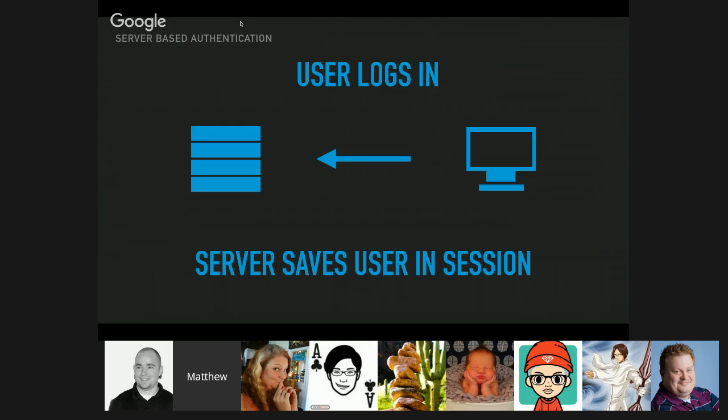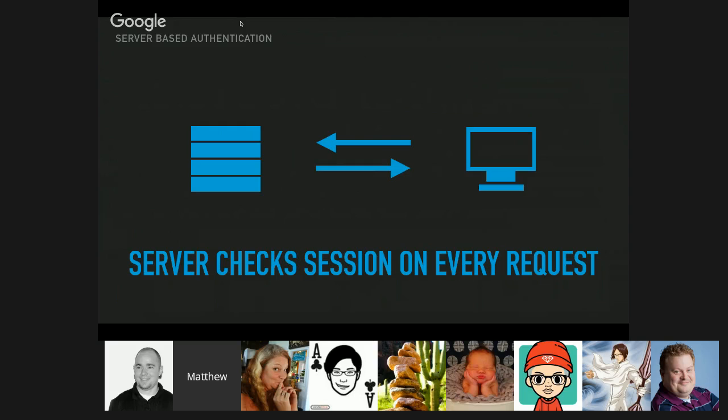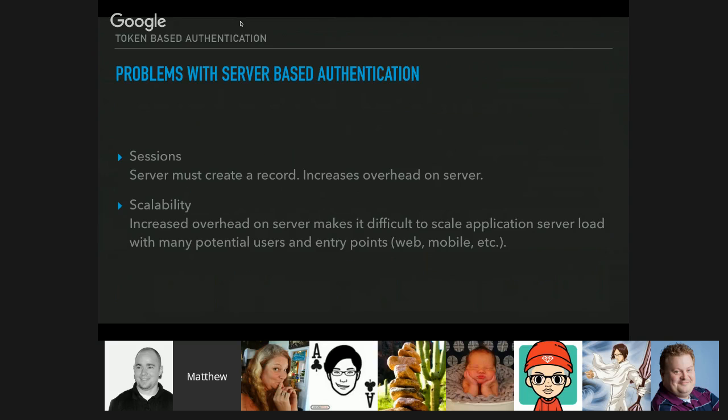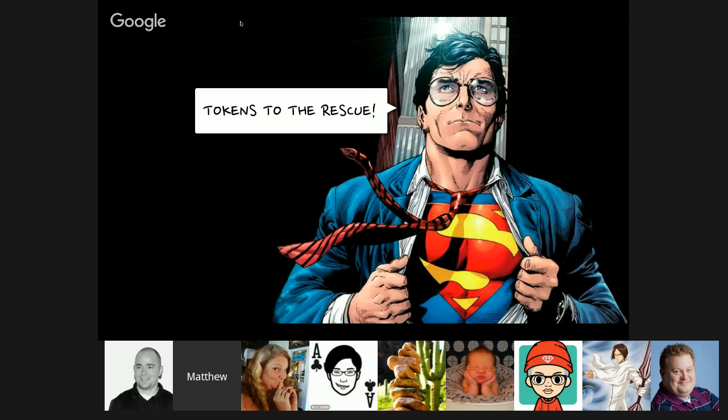The user would log in. The server would save the user in session, and then the server would check the session on every single request. So the problem with that is overhead. With all the devices that we have on the planet today, all hitting a single API, it's hard to maintain all the server overhead and the application load. So tokens to the rescue.